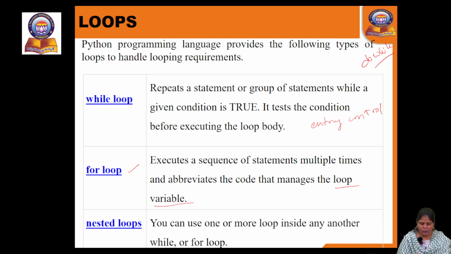Coming to nested loops, it is nothing but using one or more loops inside any other while or for loop. So there might be a combination of while and for, or there might be two or more while loops, or two or more for loops. So this is regarding the loops introduction.